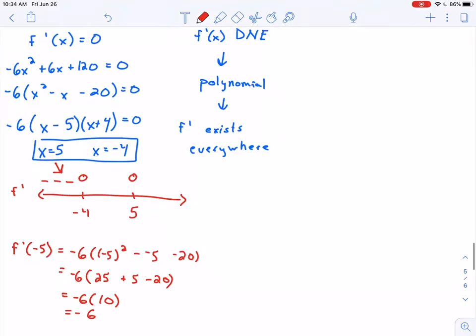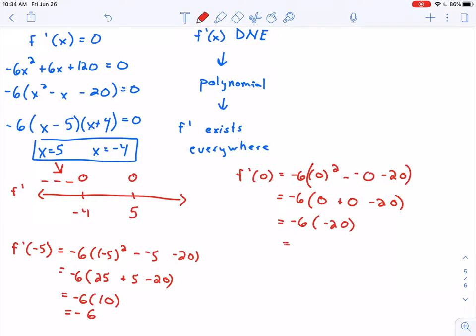So f prime of 0, this is -6 times 0 squared. Oops, hold on, what did I forget? I forgot my parentheses right there. There we go. -6 times (0 squared minus 0 minus 20). So I have -6 times, let's see, this will be 0 plus 0 minus 20. I have -6 times -20. I should have a positive 120. So my derivative is positive in between -4 and +5, which means that my function must be increasing on that interval.